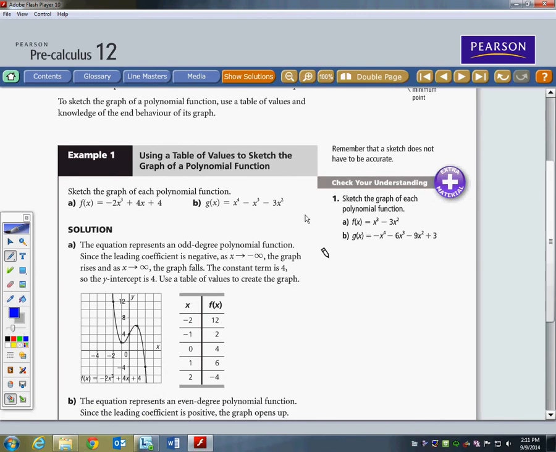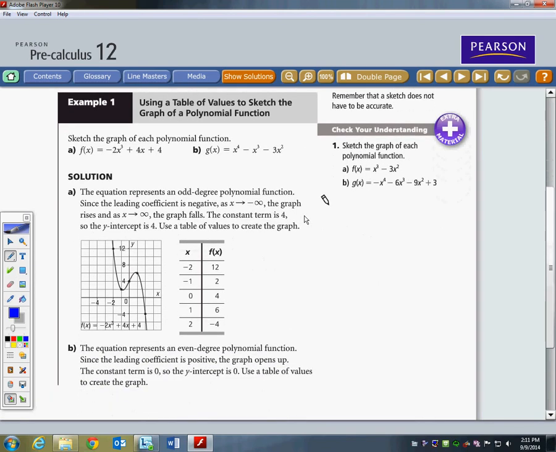Let's take a look at example number 1, and then I'm going to get you to try the check your understanding after that. Example number 1 is using a table of values to sketch the graph of a polynomial function. So we're going to use a table of values, but we're also going to be a little bit aware of this new stuff that we know about what order the polynomial is, whether it's odd or even, and what the leading coefficient is, and that will inform our sketching as we make our table of values.